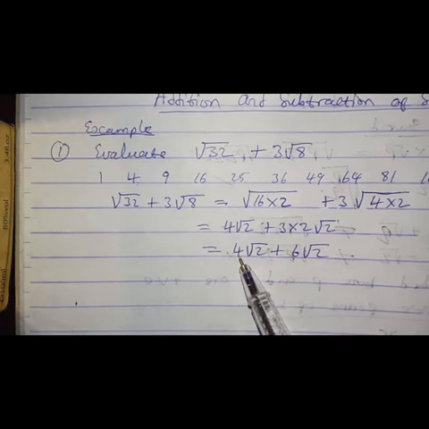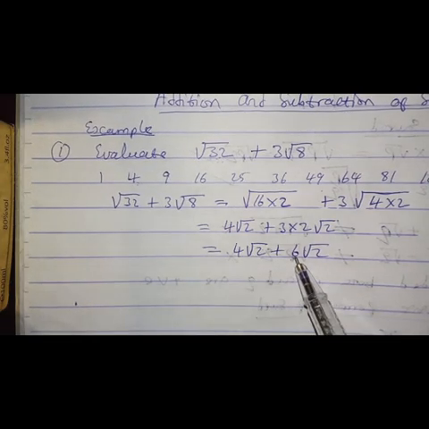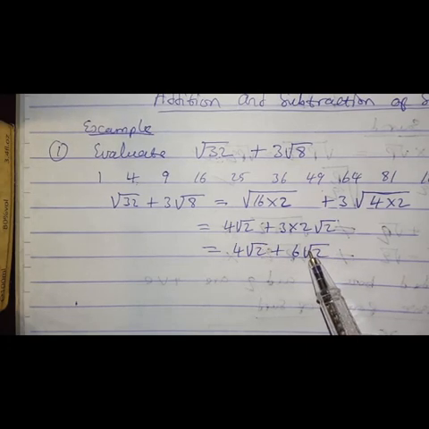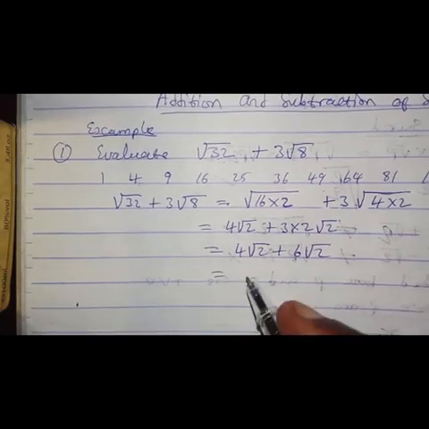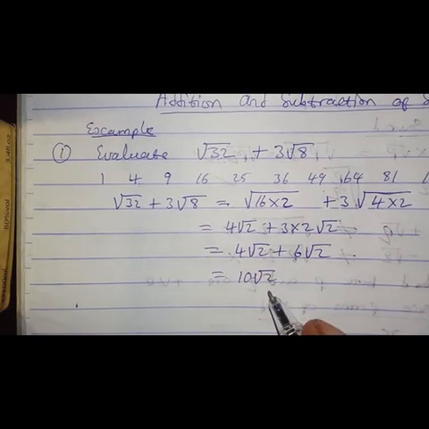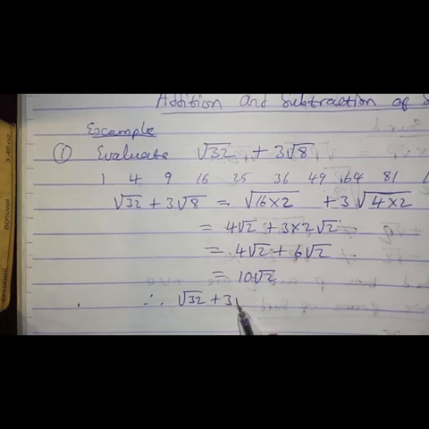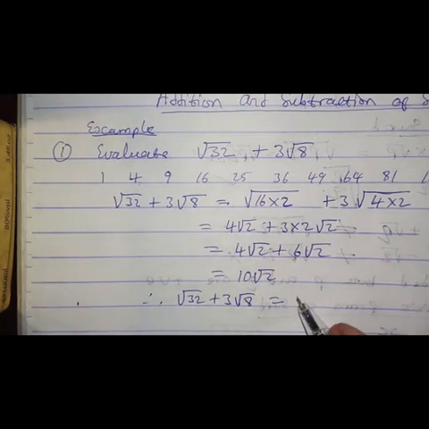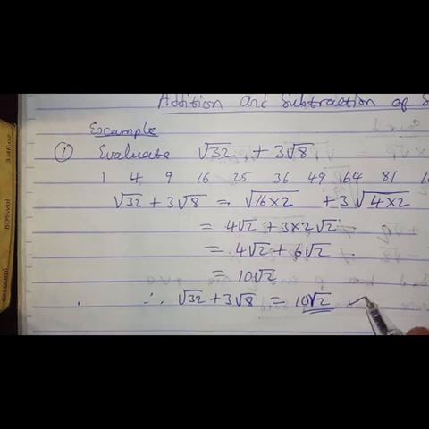It's just like saying 4x plus 6x. You know you are going to just add 4 and 6. So you take this as a variable. If you don't actually understand, you can assume this as a variable in order to add. So when we put this together, we're going to have 4 plus 6, and that will give us 10 root 2. It therefore means that root 32 plus 3 root 8 is equal to 10 root 2, and we have been able to solve this to get it right.